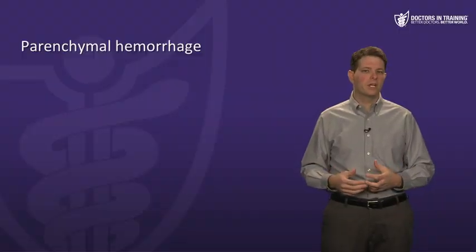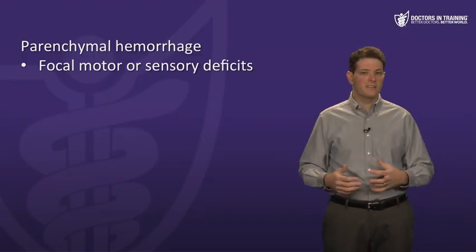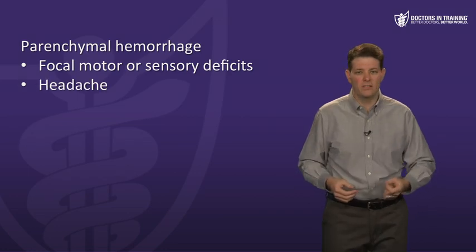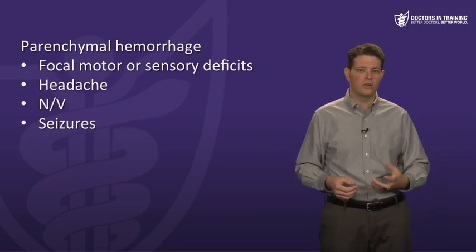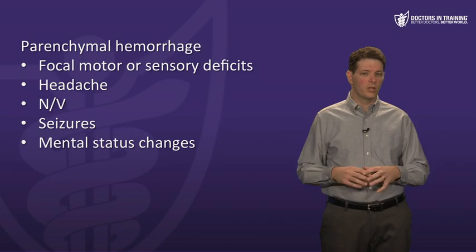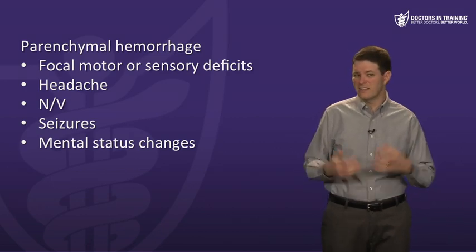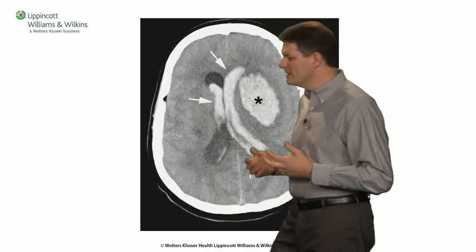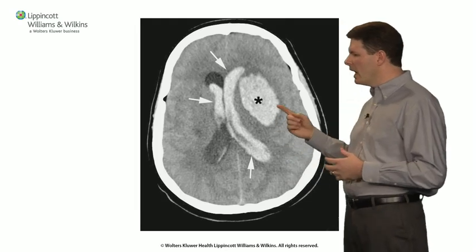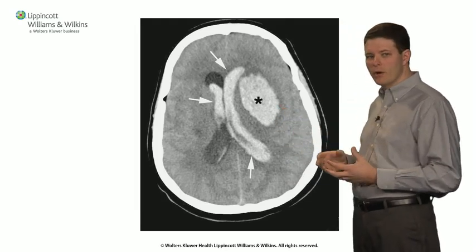Now, the presentation can include focal motor and sensory deficits like any stroke, but you might also see headaches, nausea and vomiting, seizures, or mental status changes. So this can look a lot like a CNS infection, like encephalitis. Now, on CT, you're going to look for a bright white hyperdense area within the brain parenchyma.